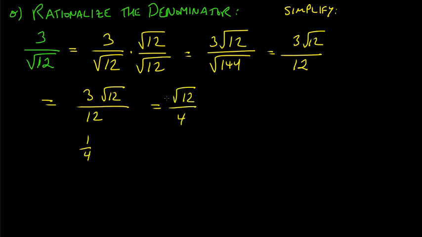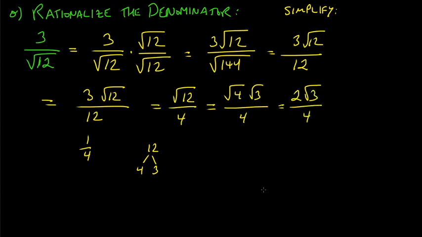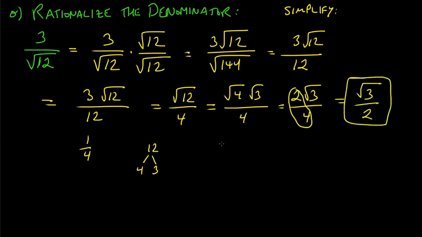But there's something else wrong with this. The square root of 12 is also not simplified, right? Because 12 is 4 times 3. So this is the square root of 4 times the square root of 3. And the square root of 4 is 2. So the numerator is really just 2 square root of 3. But now you can see 2 over 4 also reduces to 1 over 2. So this is just the square root of 3 over 2.